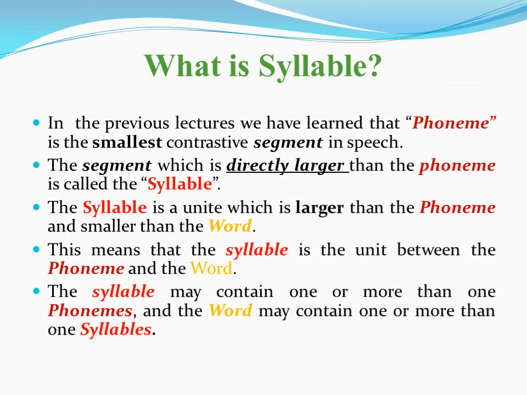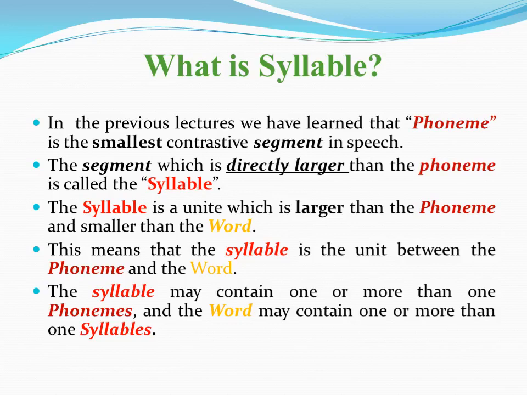We have learned in the previous lectures that the phoneme is the smallest contrastive segment in speech, which means that we can divide our speech into segments. The speech can be divided into sentences. The sentence is divided into words. The word is divided into other units, and the smallest one is the phoneme. The phoneme cannot be divided anymore.